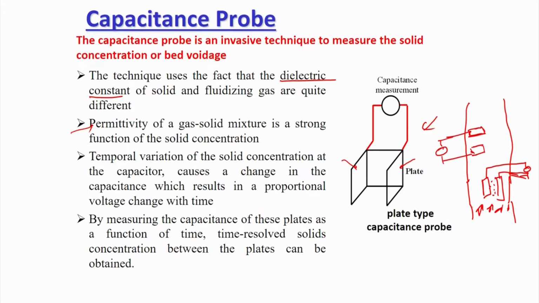Okay. The only disadvantage is, if you see this assembly, there are two plates here and then it is connected to a capacitance measurement device. So, this overall assembly will be big. You are inserting two plates inside, you will have connecting wires, everything will be inserted inside. This makes the system very bulky. And if the system is very bulky, you are going to disturb the flow significantly, and that is the major disadvantage of this capacitance probe, particularly the plate type of capacitance probe which we are discussing here.